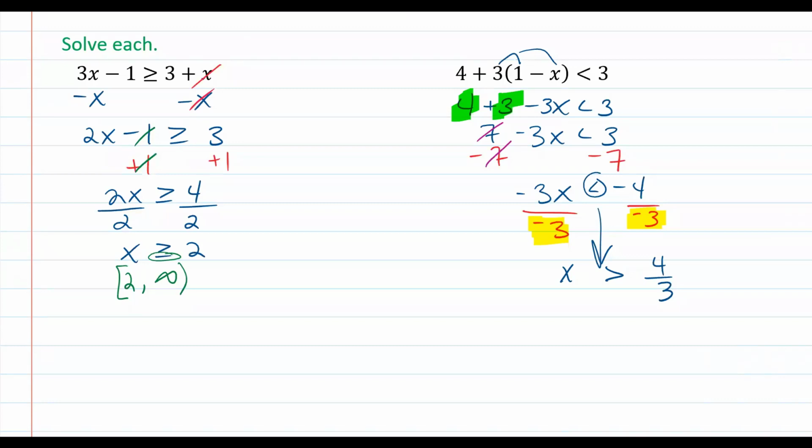Now again, if you're asked to write this in interval notation to represent that solution set, you would start with the left boundary. In this case, the left boundary is 4/3. And you would then go to infinity because it's unbounded to the right. And we do not include 4/3 in the solution set because there's no equal to part. So that's why we put a parenthesis around 4/3 and we put a parenthesis around infinity.